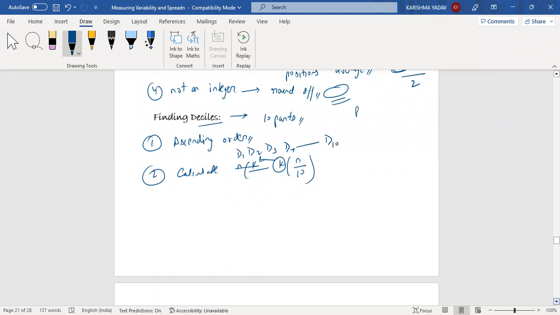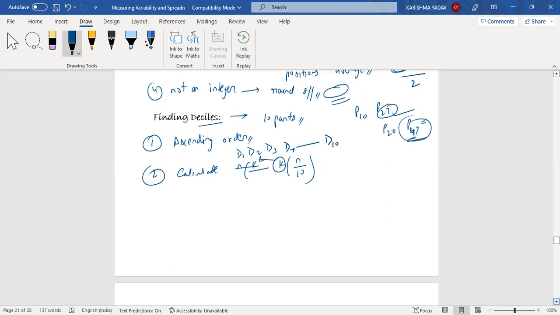And we denote percentiles like P10, P27, whatever percentage you want to find out. It can be P20, P47, any percentage you want to find out. You just have to put the number in the notation. Similarly, the deciles divide the data into 10 equal parts.